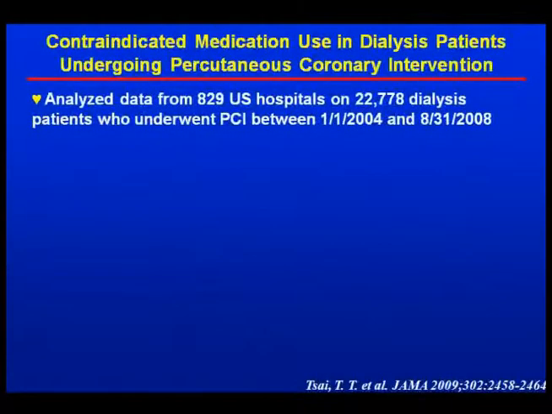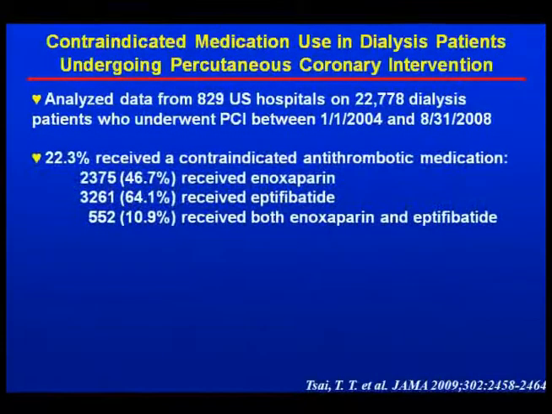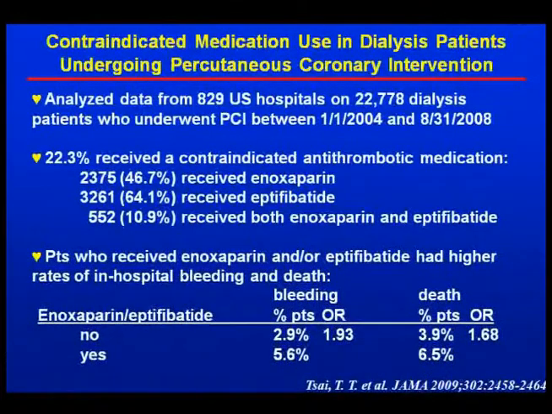And in dialysis patients, we also don't do well. This is a large study of dialysis patients. 22% received a contraindicated medication. Some got enoxaparin, which is contraindicated. Some got eptifibatide, which is contraindicated. And some got both. And when they got the drugs, they had a higher risk of bleeding and a higher risk of death. So do not give enoxaparin or eptifibatide to dialysis patients.